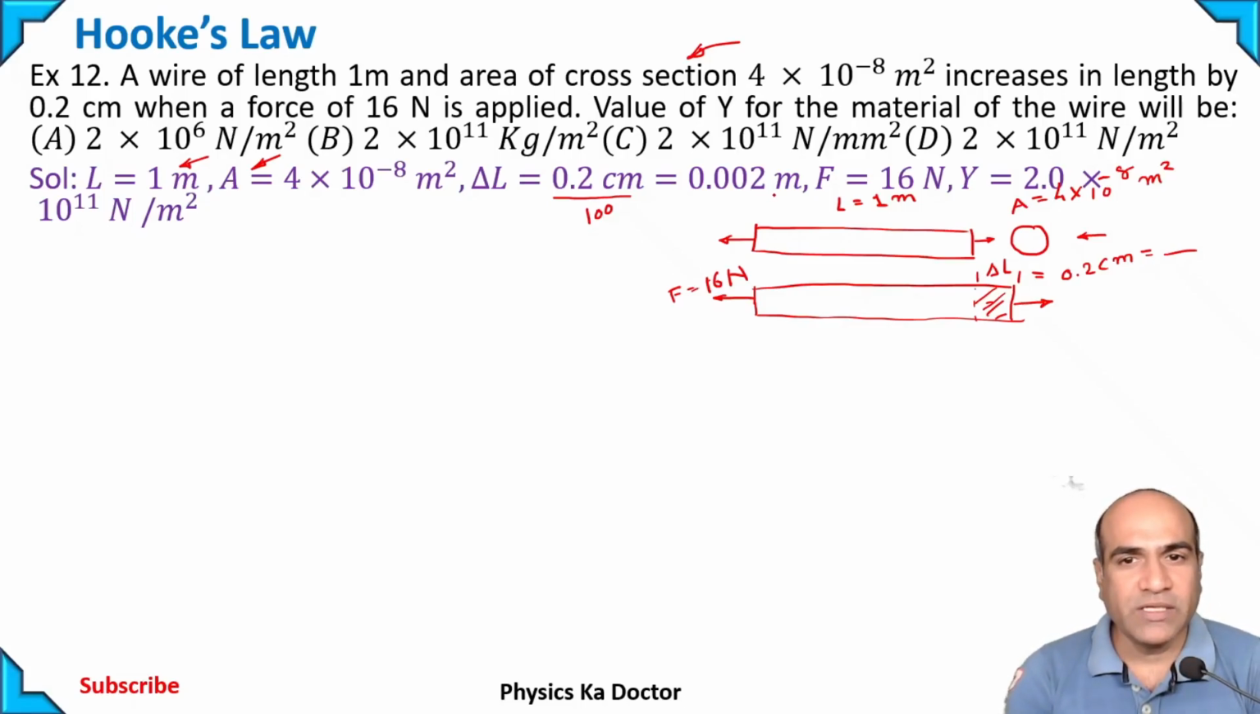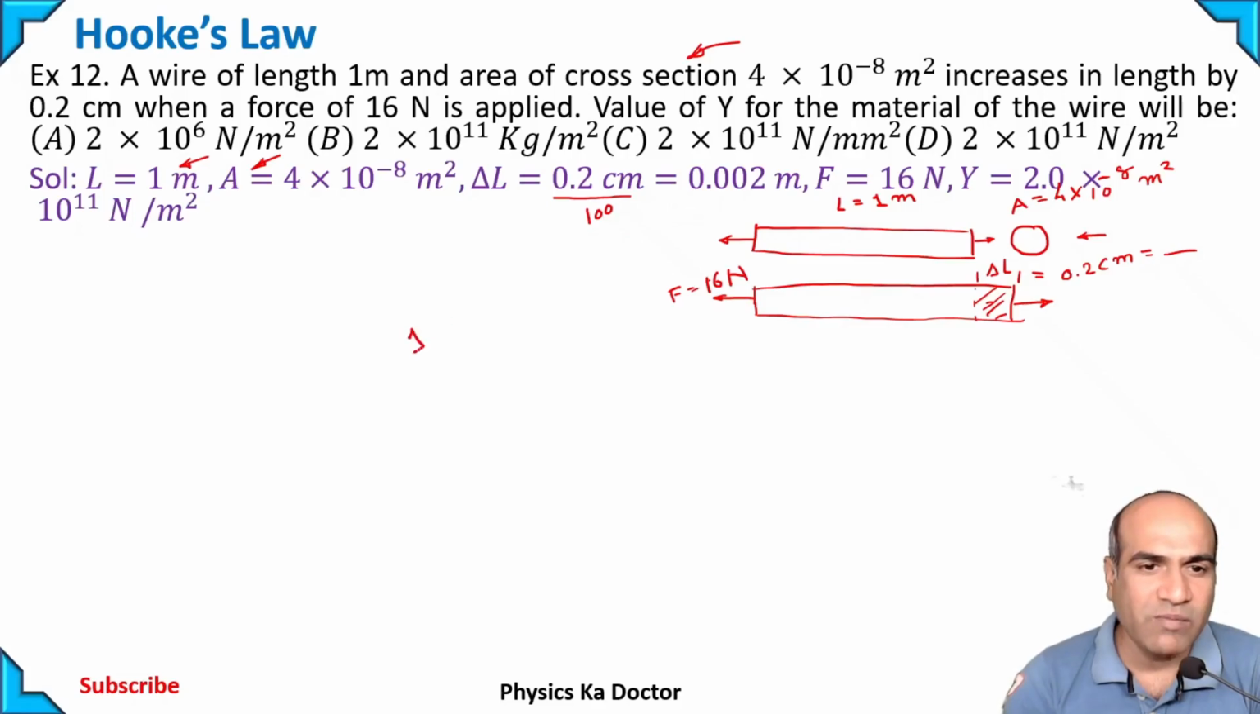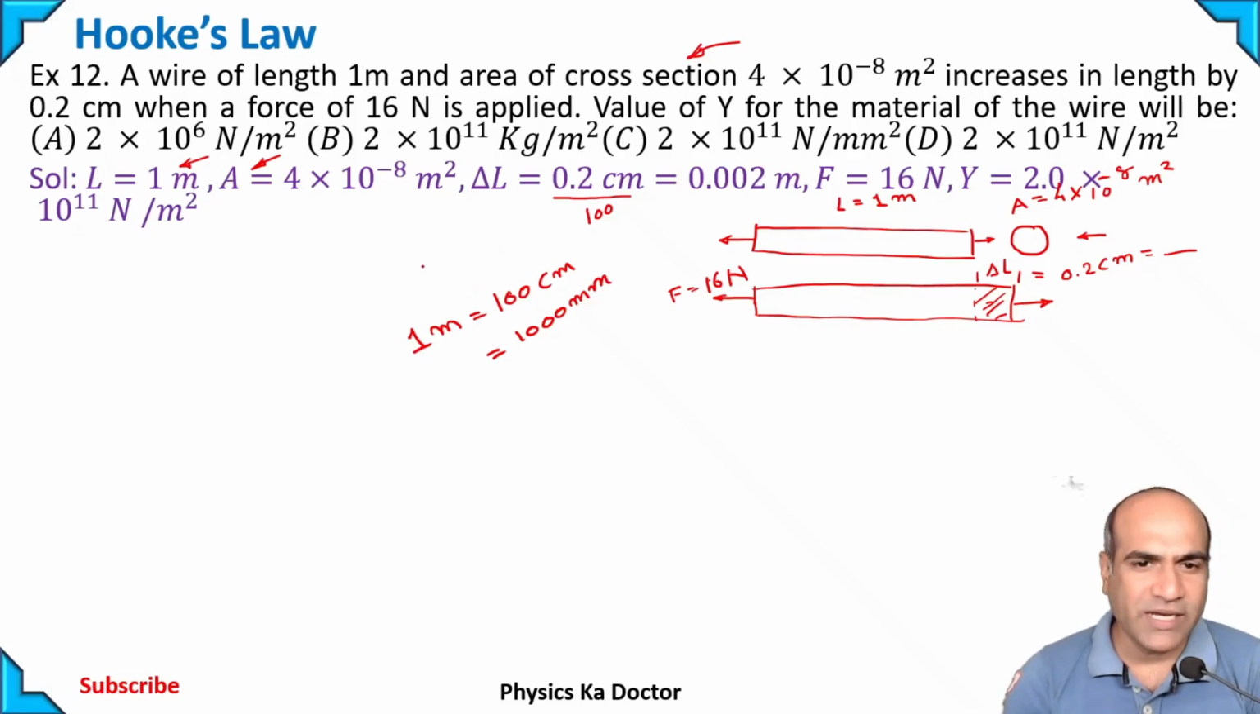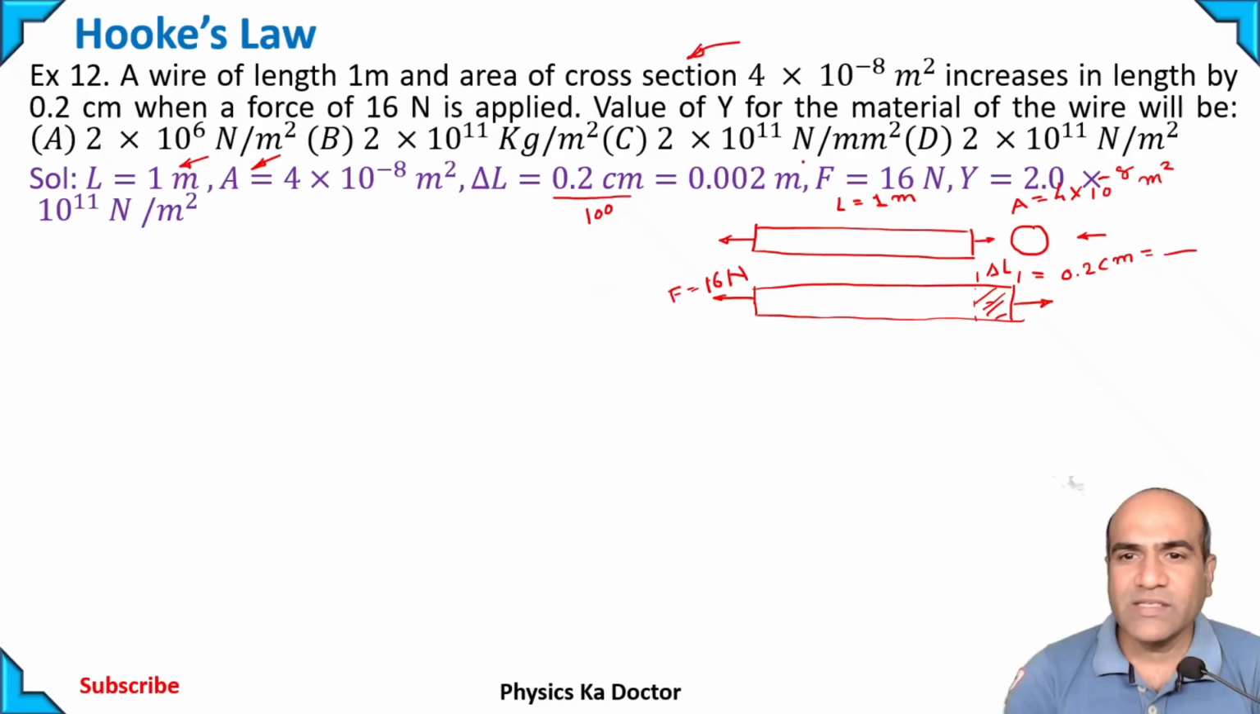So it gives us 0.002 meter. A centimeter is a 100th part of a meter. Say for example, 1 meter is equal to 100 centimeter and equal to 1000 millimeter. You have to remember all of these items. And this is the load which is applied, F is equal to 16 Newton, and we need to find the value of Y.